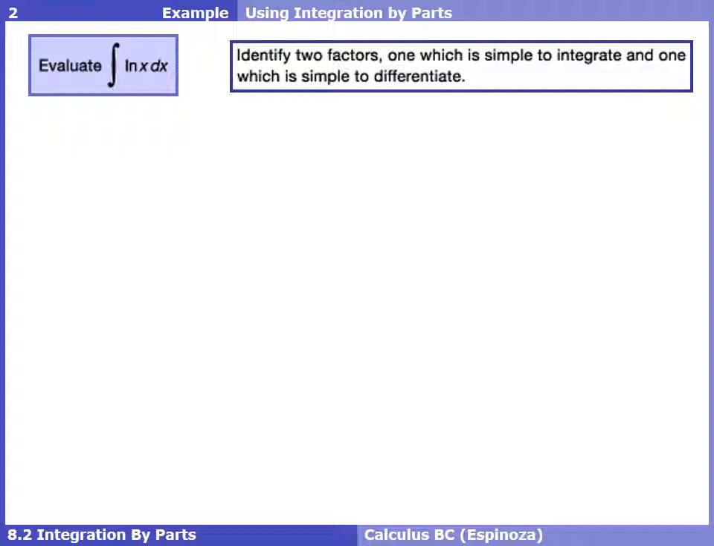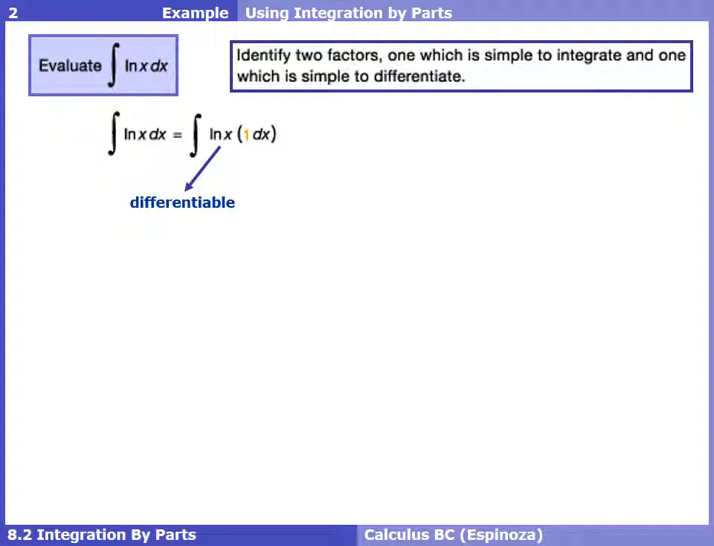We need to identify the two factors that we're trying to either take a derivative of simply or to take an integral of simply. And again, it might not be obvious that there's two factors here unless you take a step to rewrite ln x as ln x times 1. Once we do that, now we can see that there's two factors being multiplied here. We have a 1 times an ln x. So what we need to do is decide which one's easy to take the derivative of and which one's easy to take the integral of.